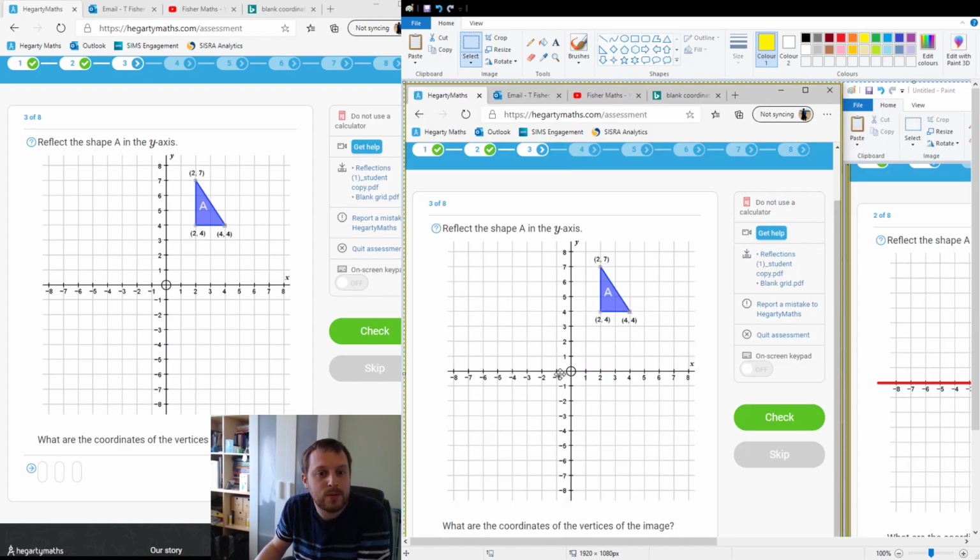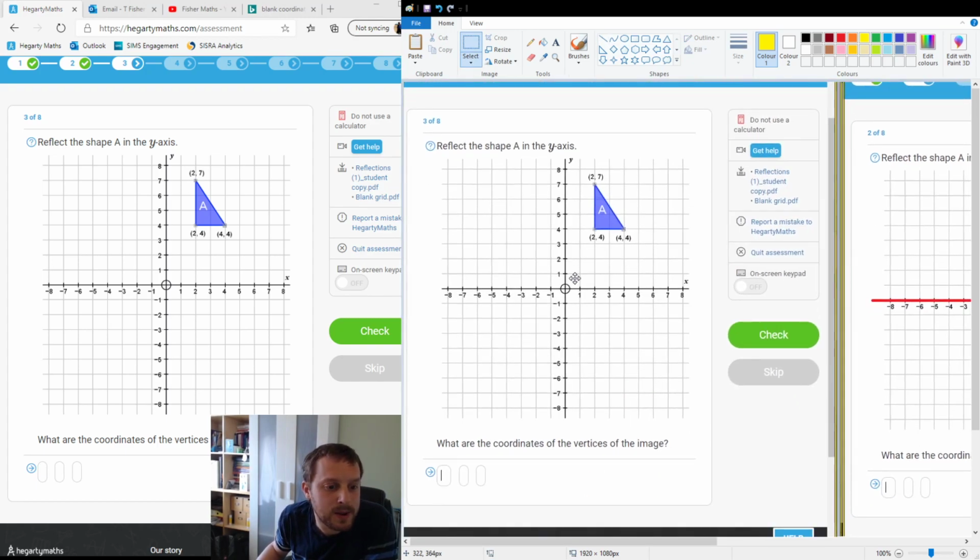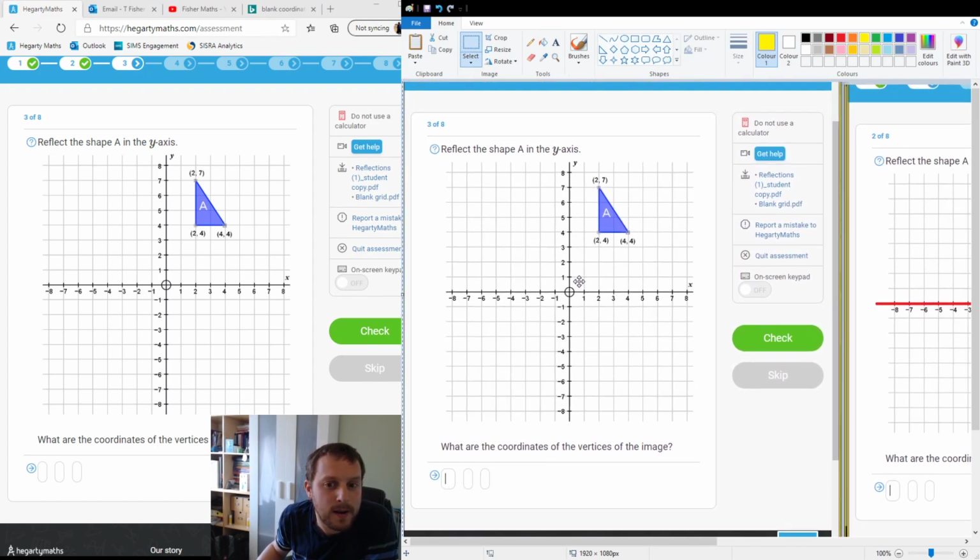I don't know how long these videos ought to be, but I might pause and make another one when the questions get a bit harder. So this time it says in the y-axis. So I'm going to be using the y-axis instead, which is obviously this. So now that's the mirror line, instead of the x-axis for the previous two questions, it's now the y-axis.